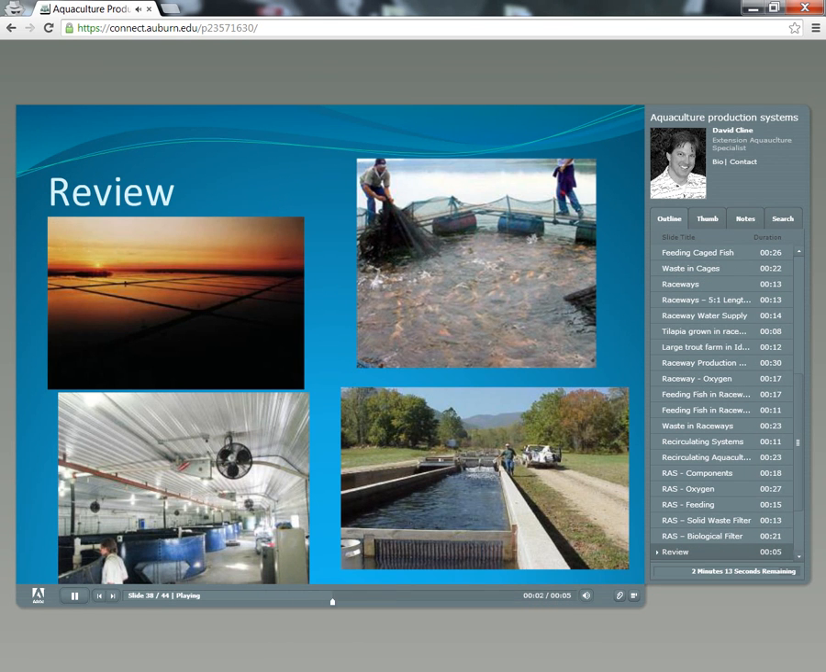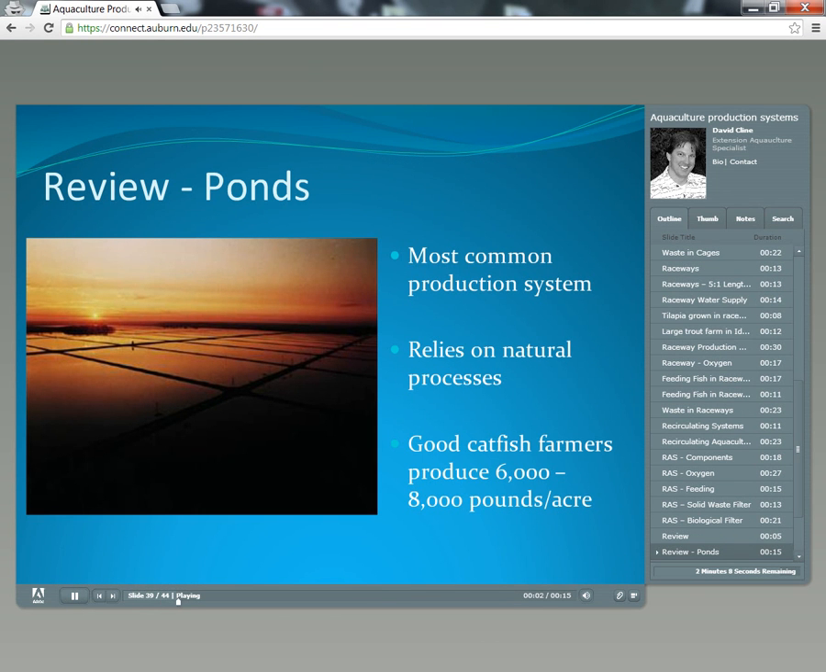Okay, let's quickly review the technologies we've seen. Ponds are the most commonly used production system and rely heavily on natural processes to remove waste and provide oxygen. Good catfish farmers can produce 6,000 to 8,000 pounds of fish per acre or even more.